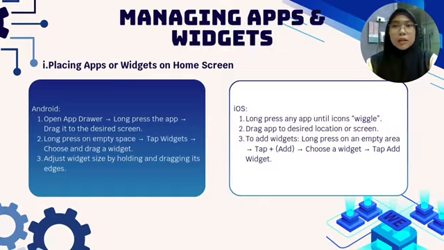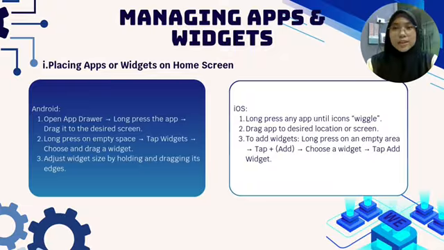Now let's talk about how to manage apps and widgets on mobile devices, specifically on Android and iOS. Starting with Android, first open the app drawer, long press the app you want, and drag it to your desired home screen. To add widgets, long press on any empty area of the home screen, then tap Widgets, choose one and drag it where you want. You can also adjust the widget size by holding and dragging its edges.